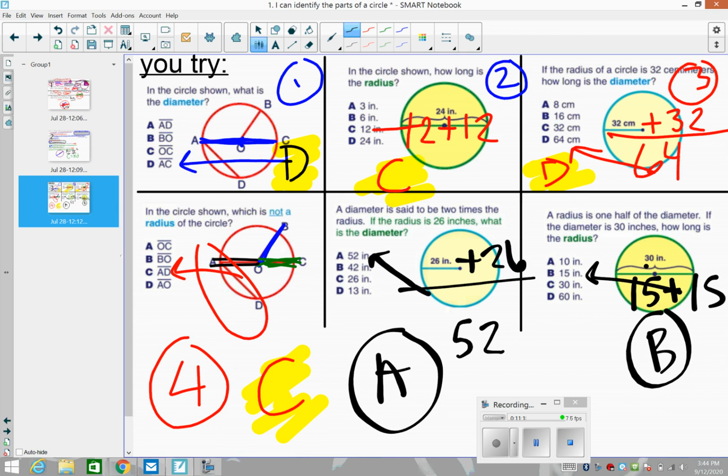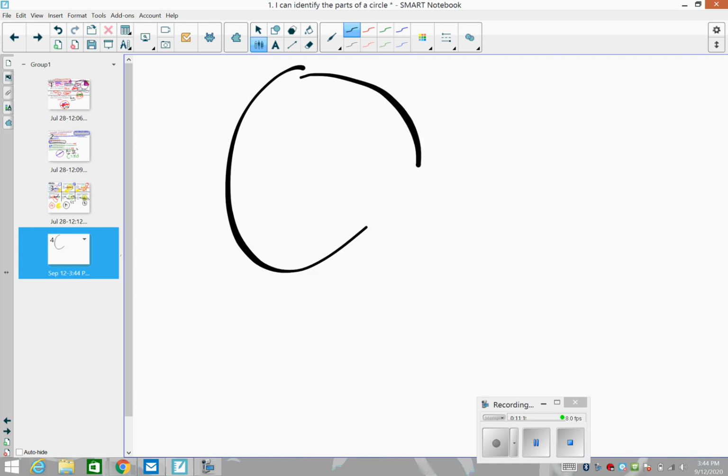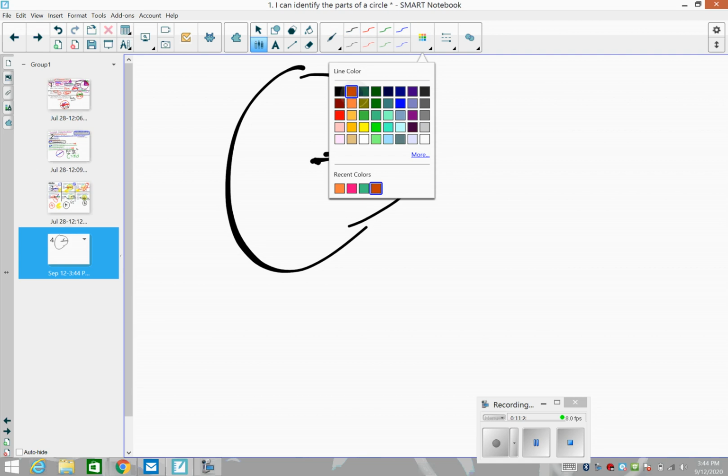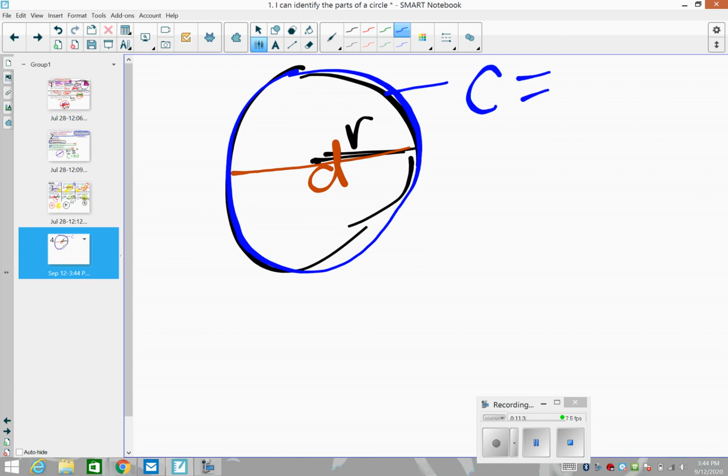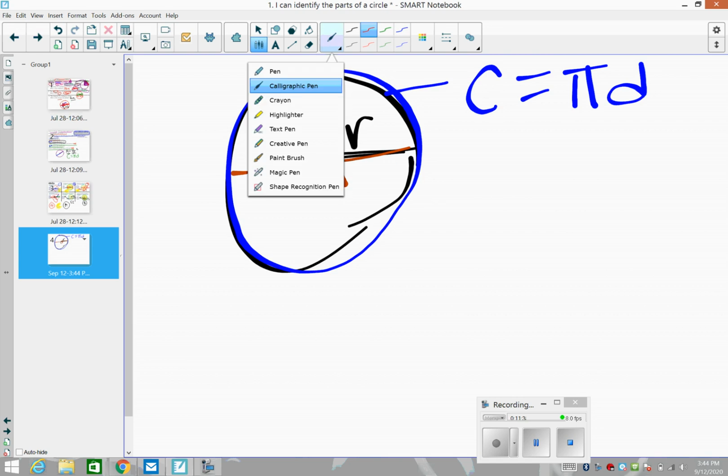Have a glorious night. Actually, well, let's do a quick summary. Summary. Radius of a circle. Diameter of the circle. Language that we're going to talk about tomorrow is circumference is like a perimeter. We use the C. And when I need a circumference, I'll just use pi d. We'll talk about that tomorrow.